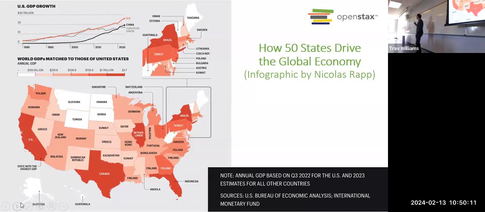The United Kingdom deciding to leave, I guess technically Britain deciding to leave the European Union, caused a lot of issues for the economy in Europe.